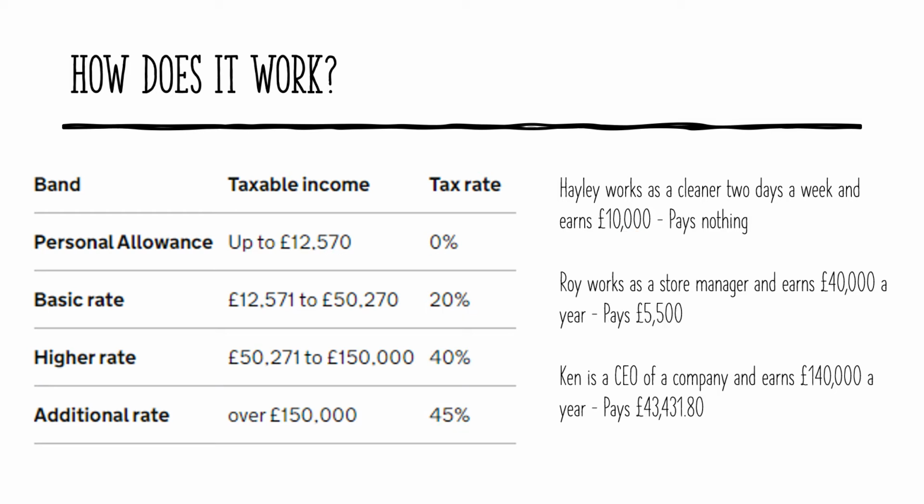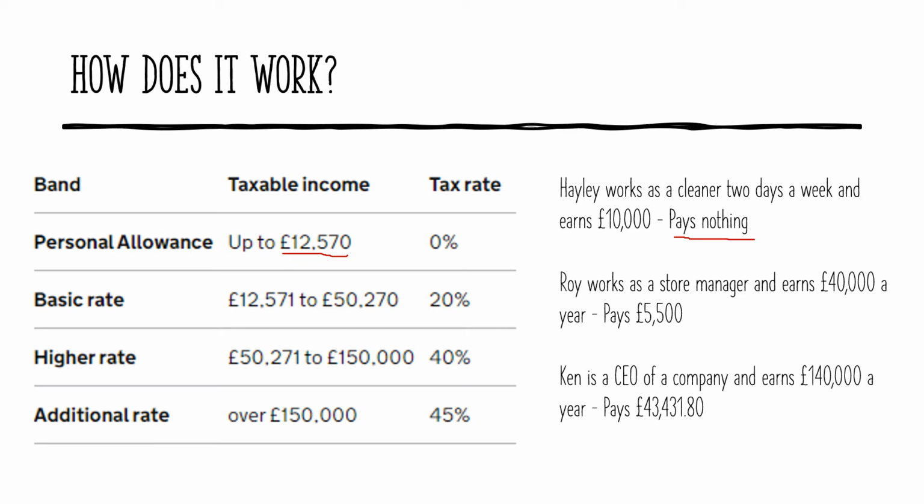So just to sort of reassure that then, Hayley works as a cleaner 2 days a week and earns £10,000. She pays nothing. She doesn't pay anything towards income tax, okay? The government in the last few years has massively increased this personal allowance from 12,500 to 12,570, from about 7,000 in 2010.